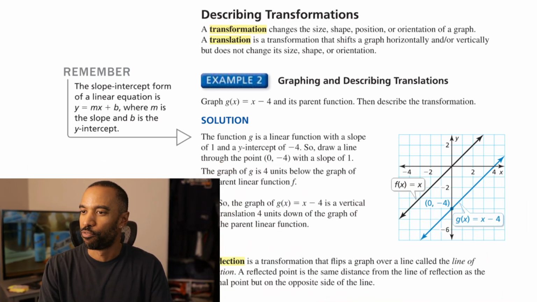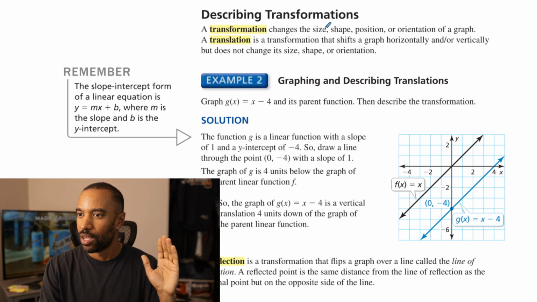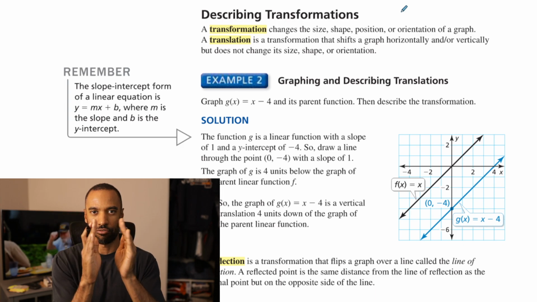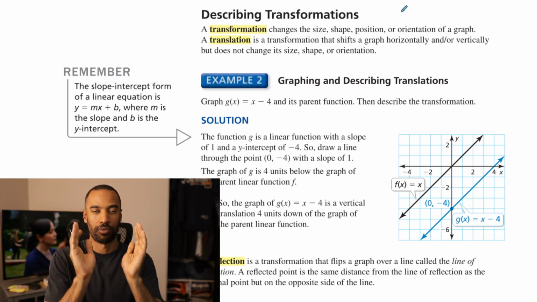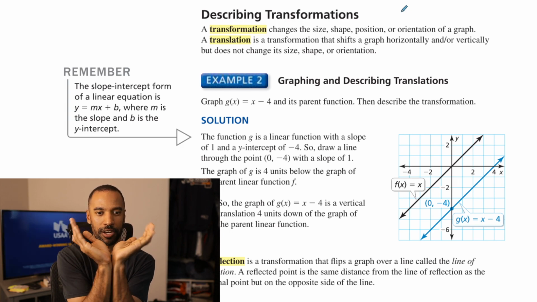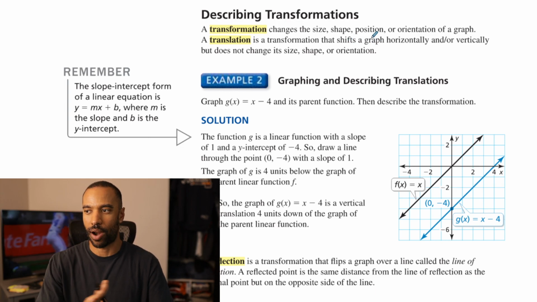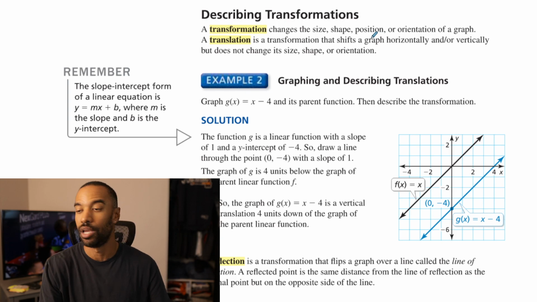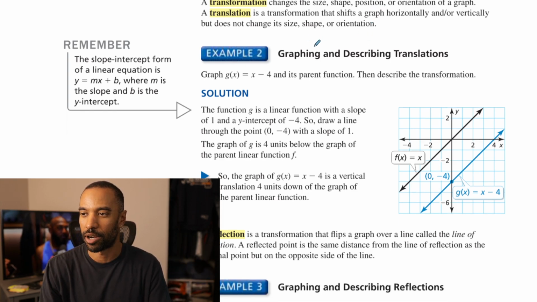Okay. Let's move forward. Describing transformations. I think this is where we start to talk about the other stuff. A transformation changes the size, shape, position, or orientation of a graph. Bigger, smaller, how it moves this way, or orientation, it might flip over, right? I can't really flip my hands over, but going from here to there, like that, right? A translation is a transformation that shifts a graph horizontally and or vertically, but does not change its size, shape, or orientation. You've done translations in IM1 and IM2. So we'll talk about them here.